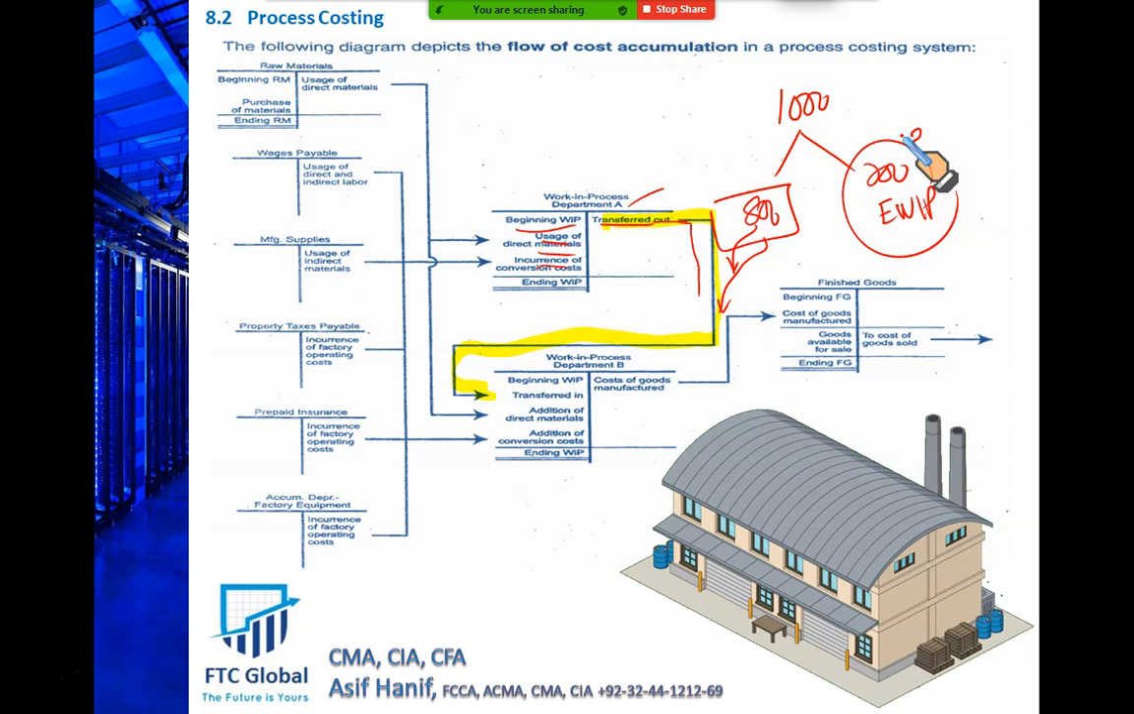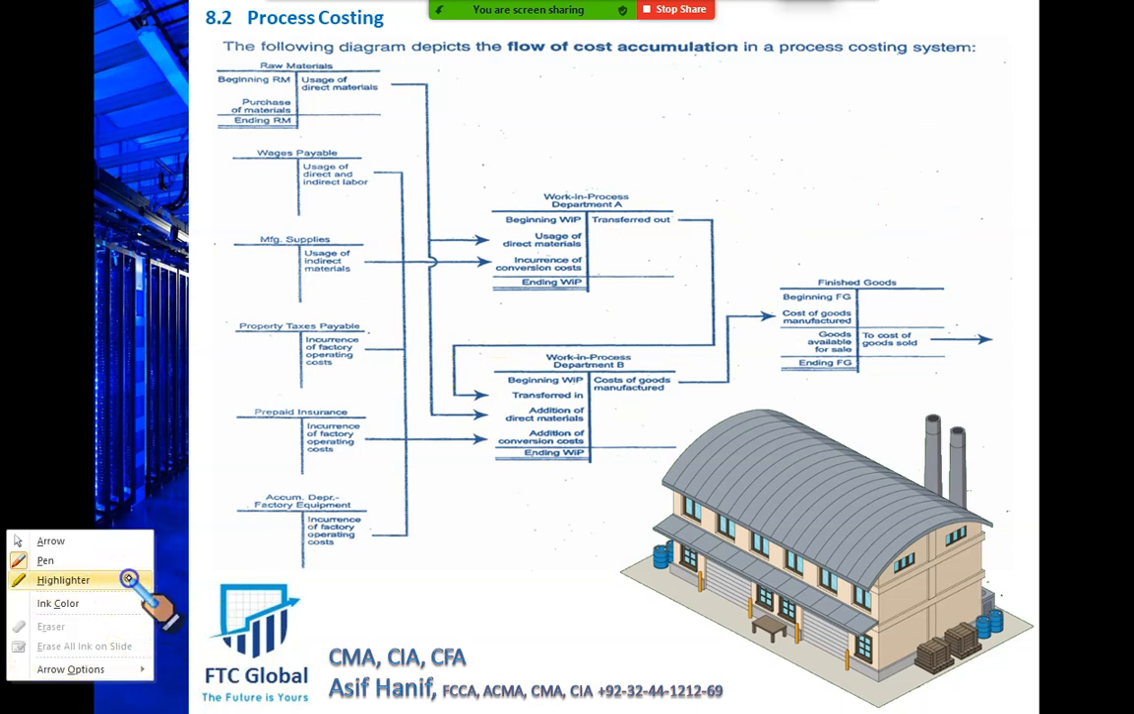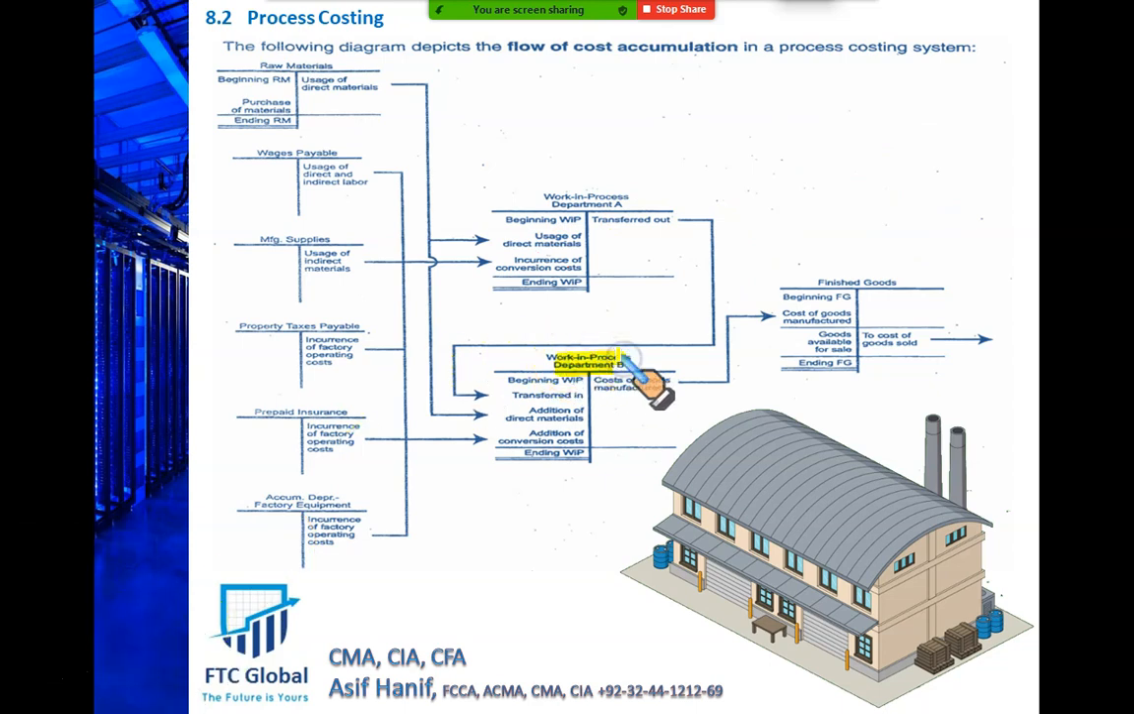Now let's move on to the next department. When we move to the next department, which is your department B or process B, we have a separate account for this, work in process department B. This department will have some of its beginning work in process on which work was continuing. Then some units were transferred from process A to process B.